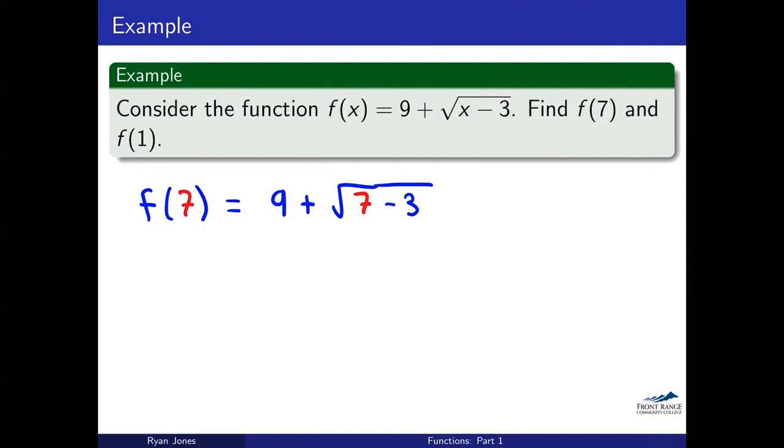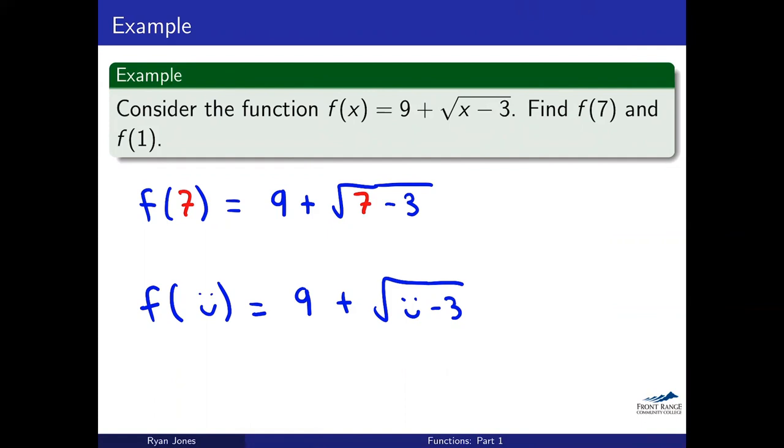Just as a little side note while we're here, if I asked you to write f of smiley face, you would do smiley face minus 3. And there's nothing else you could do there. You can't subtract 3 from smiley face. So we just leave it. That's our answer there for f of smiley face, right?